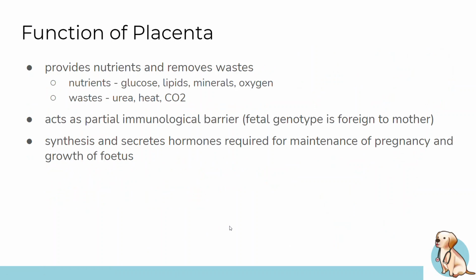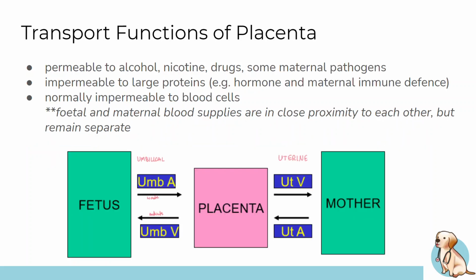Moving on to the placenta, there are 3 main functions. It provides nutrients and removes waste, it acts as an immunological barrier, and it synthesizes and secretes hormones. Most of these result from the placenta being permeable to certain substances, but not others. Alcohol, nicotine, drugs, and some maternal pathogens are all able to pass through the placenta. But large proteins, like hormones and the maternal immune system, can't pass through the placenta. And the blood supplies are also separate. While they might be in close proximity, the fetal blood supply and the mother's blood supply never mix.